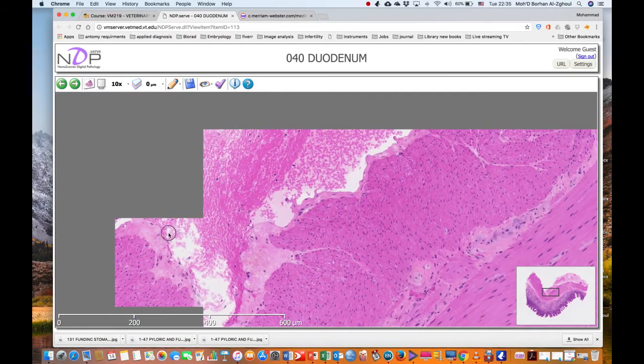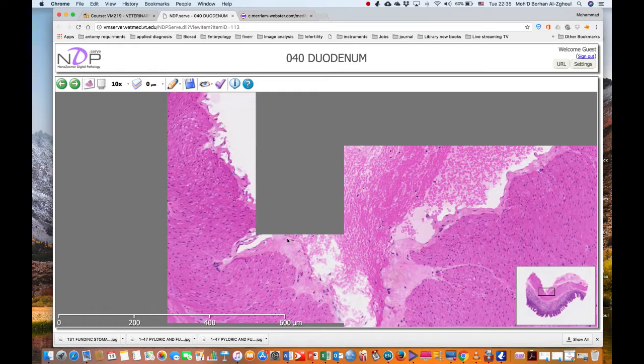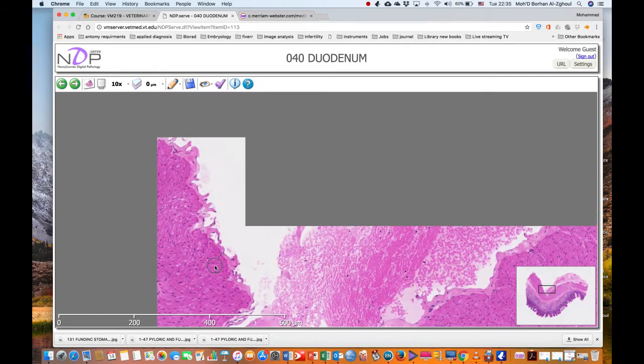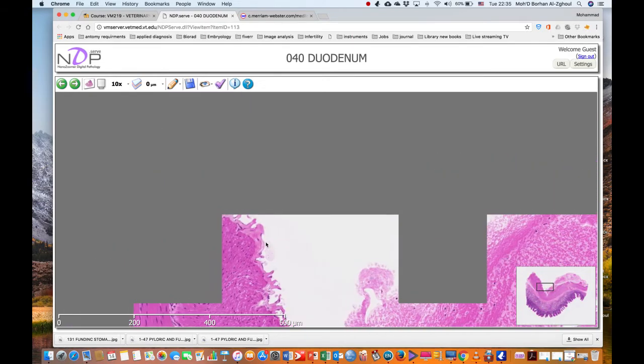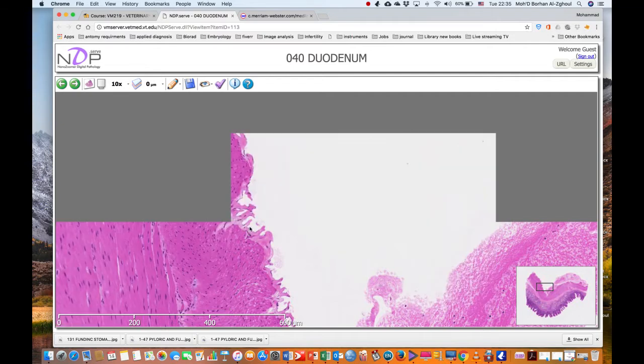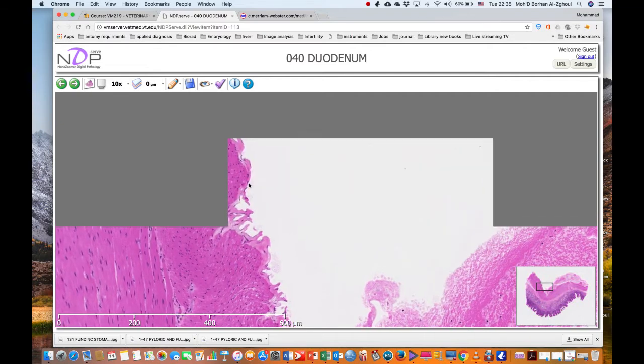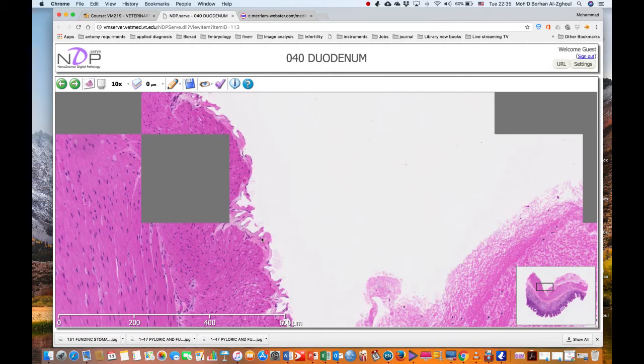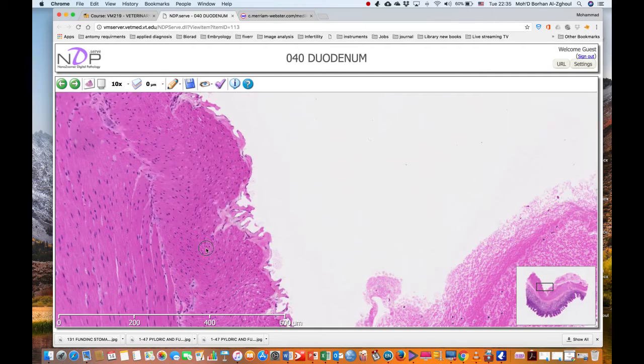Outside here, we can see the area of the serosa, the simple squamous epithelium, all of these cells with a very thin layer of connective tissue.